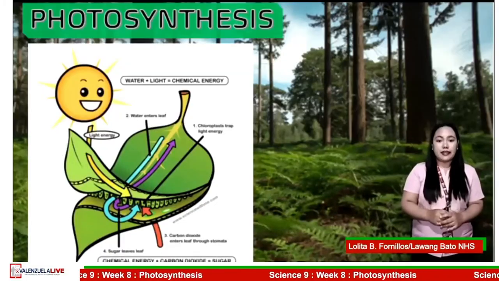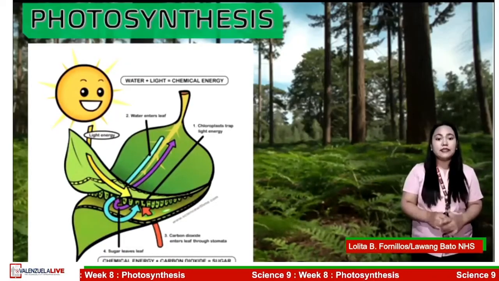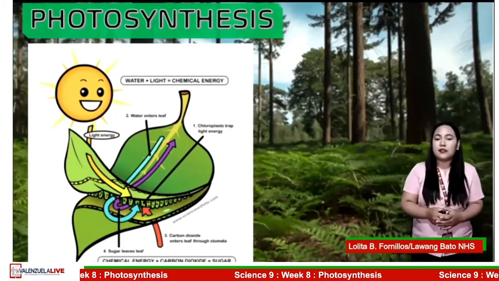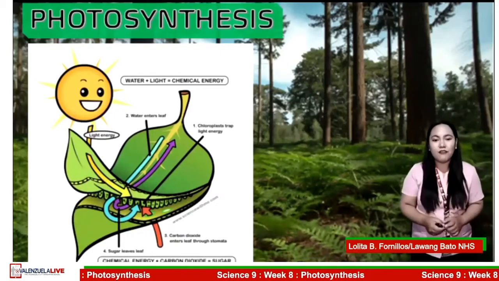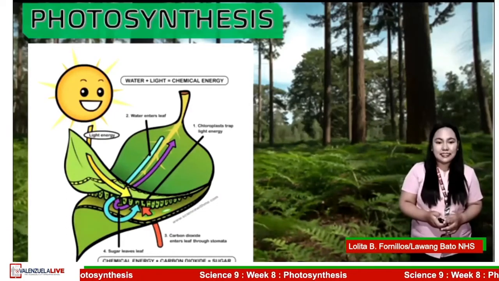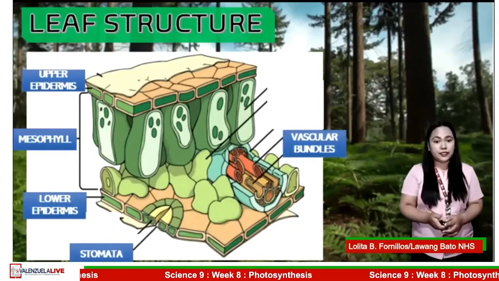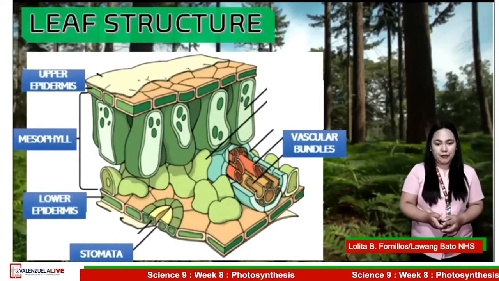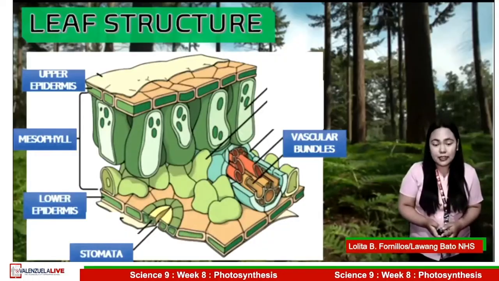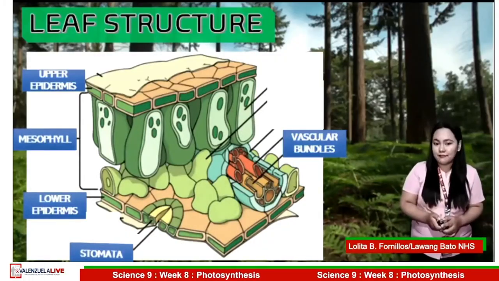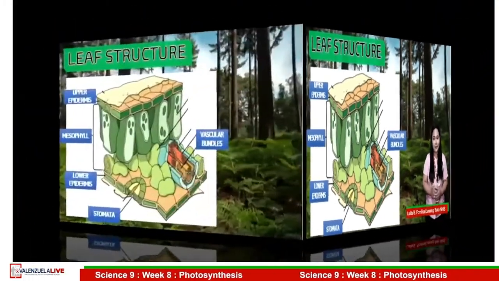Photosynthesis primarily takes place in the leaves and little or none in stems, depending on the presence of chlorophyll. This image shows the typical parts of the leaves: the upper and lower epidermis, mesophyll, stomata, and vascular bundles.